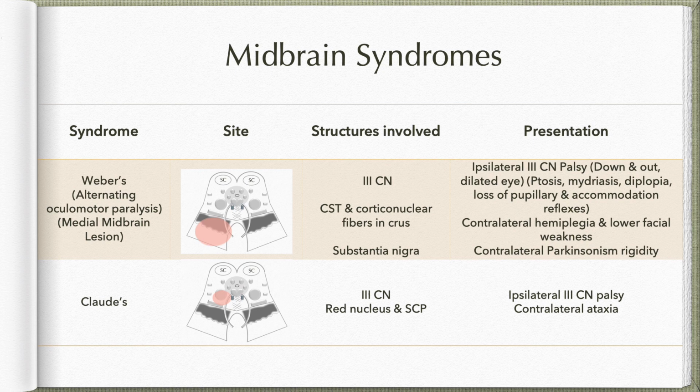Now, second syndrome is the Claude syndrome. Here we have involvement of third cranial nerve with red nucleus and superior cerebellar peduncle. So patient presents with ipsilateral third cranial nerve palsy features, which we have already discussed, along with contralateral ataxia features because these are the crossed fibers of the superior cerebellar peduncle.